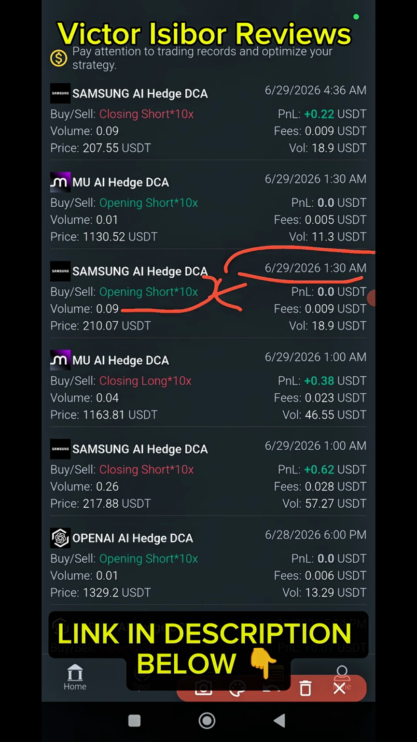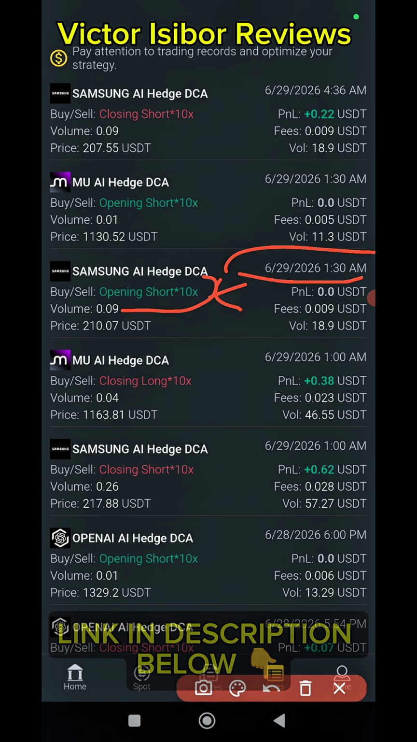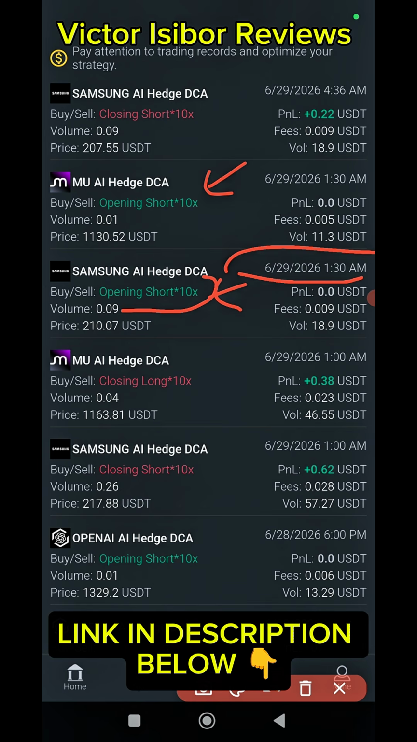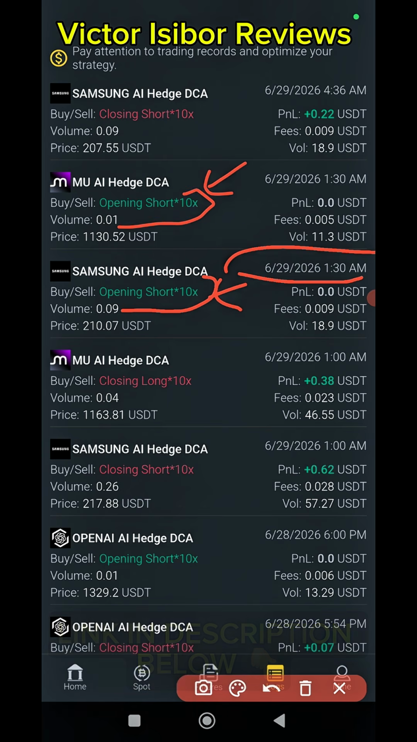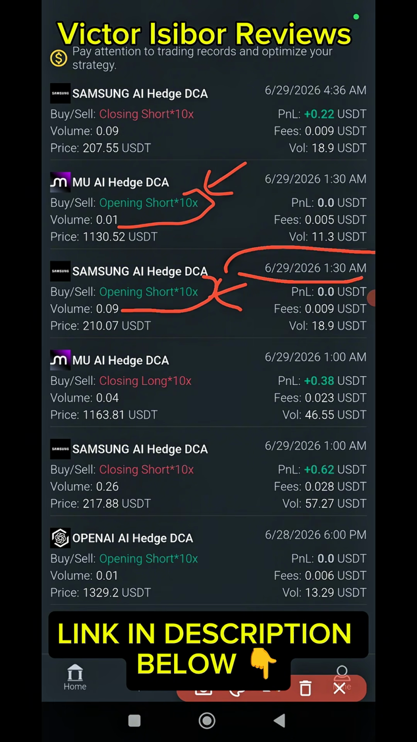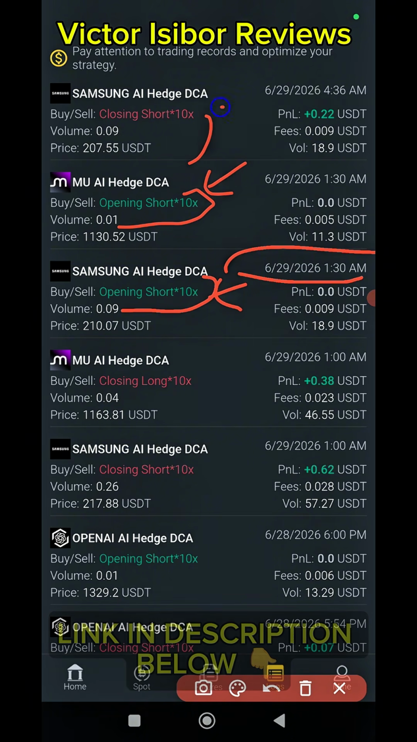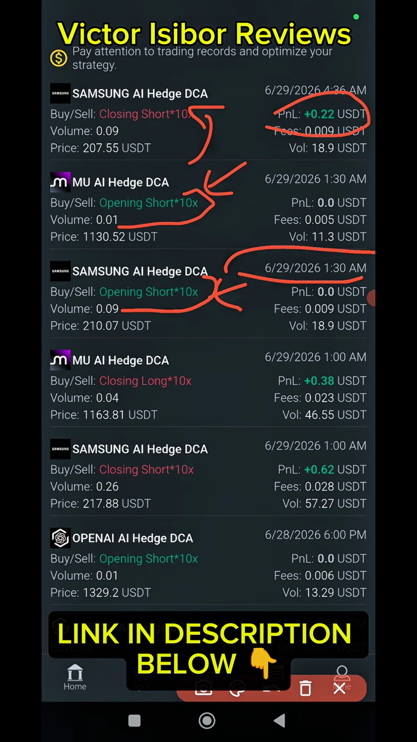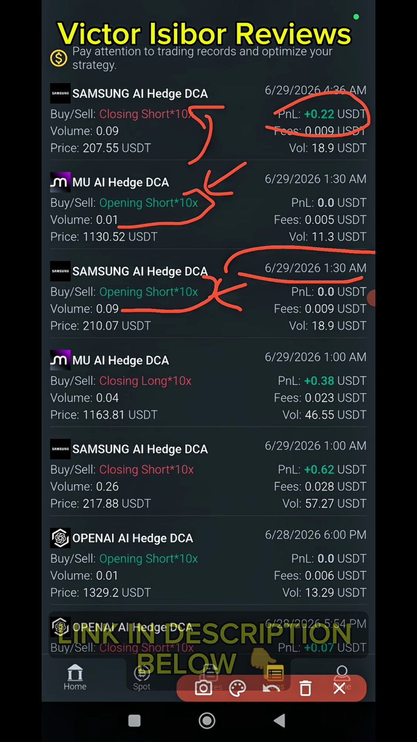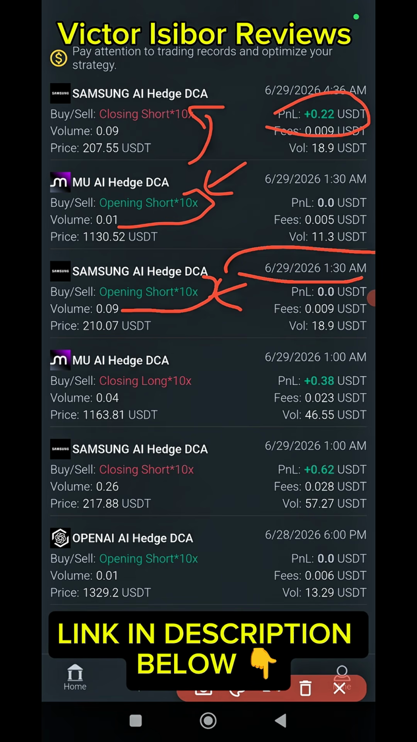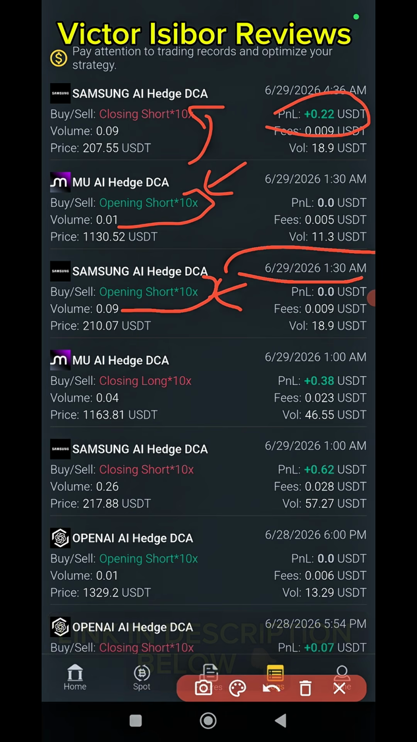MU, that took profit at 1 a.m., at exactly 30 minutes later, also opened another position here, 1:30 a.m. And about 3 hours later, Samsung here is closing in profit of 22 cents. And this is how the bot goes in and out of markets as long as a trigger signal is sent. It will interpret it in the market. So this is how it goes into the market, takes profit, gets out of the market, cool down period for a while, takes another signal, enters, in and out.